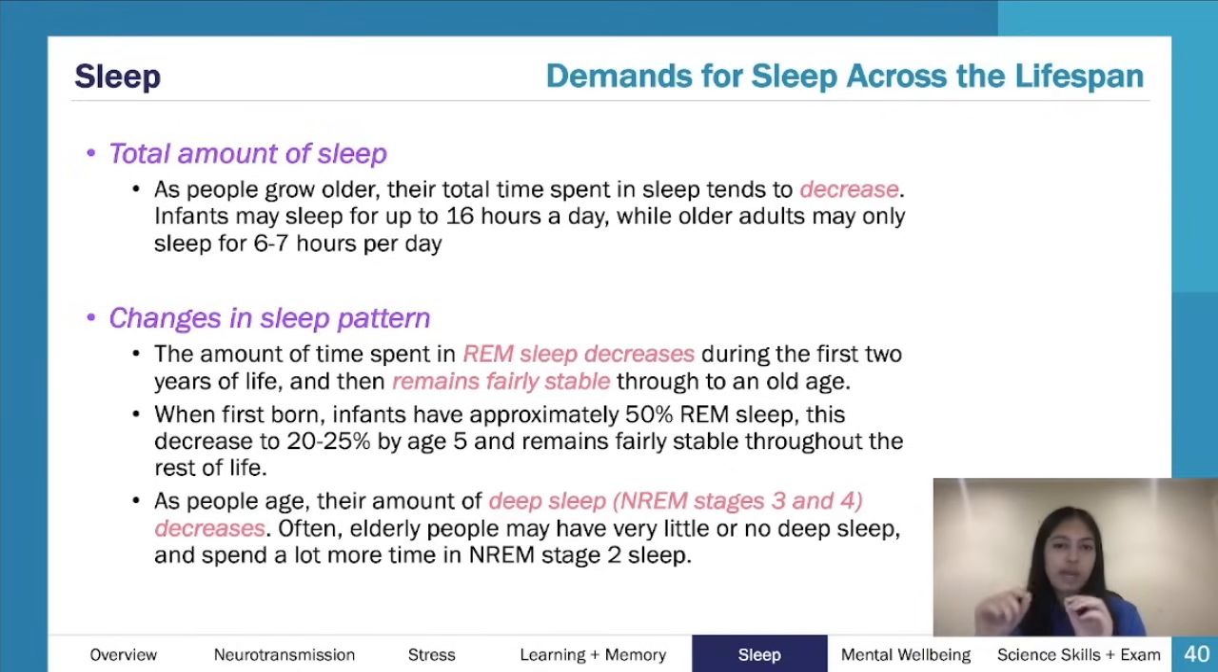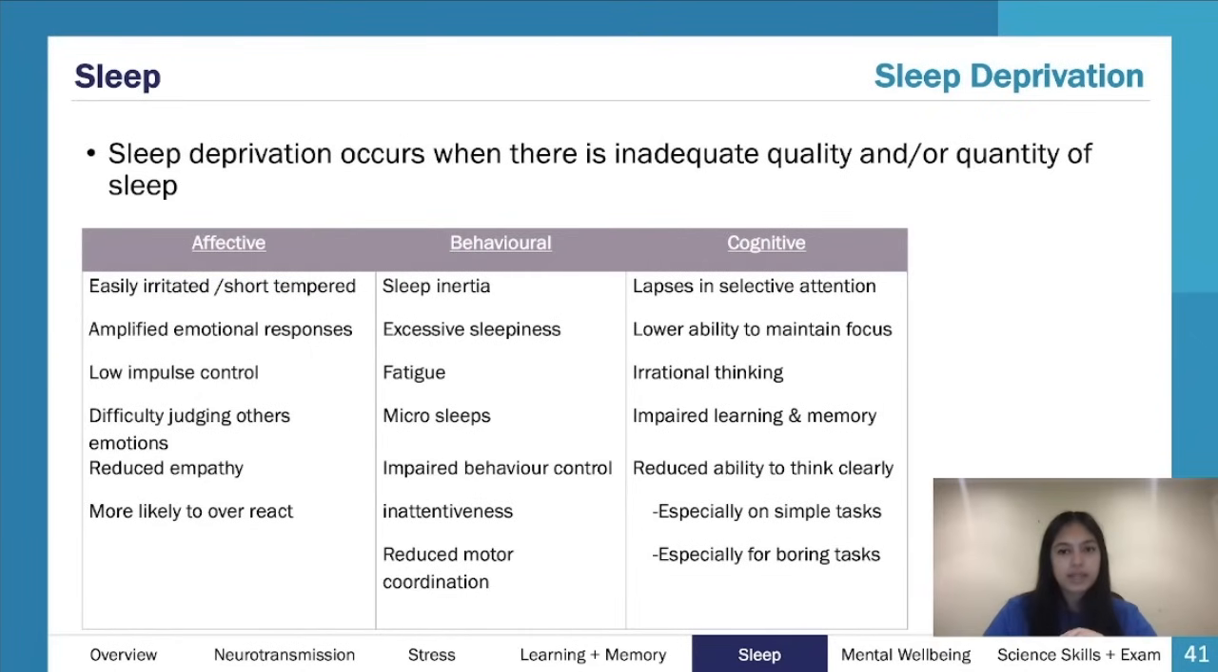If you zoom in on those NREM stages, sorry, this should say 3, not 3 and 4, ignore 4. Your deep sleep, so your NREM stage 3, that will decrease. So elderly people, they don't spend a lot of time, maybe if any, in NREM 3. So if you get a little hypnogram or a little diagram, like I've seen bar graphs before, if VCAA presents information in any way that says this person experiences very little NREM 3, you can think, okay, this is quite likely an elderly person. Hopefully that makes sense. So that's your normal stuff with sleep.